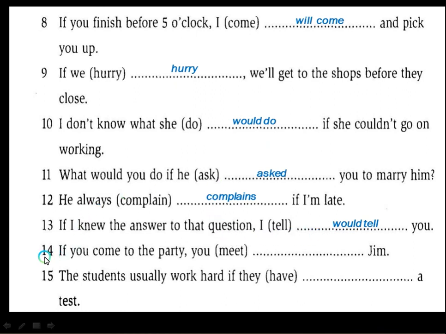Fourteen. If you come to the party, you will meet Jim. It's a present simple in the if clause. So this one must be the first conditional. Because you will meet Jim sometime, why? Because sometimes when you come to the party, Jim can be at the party, or sometimes he will not come to the party.